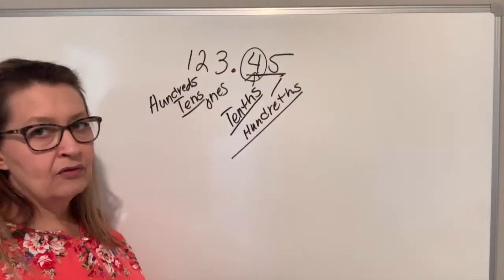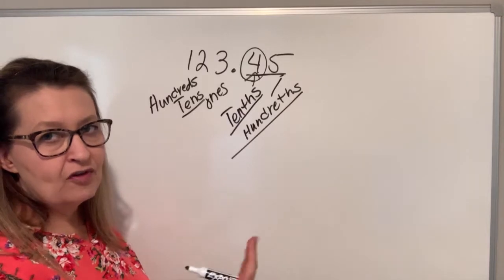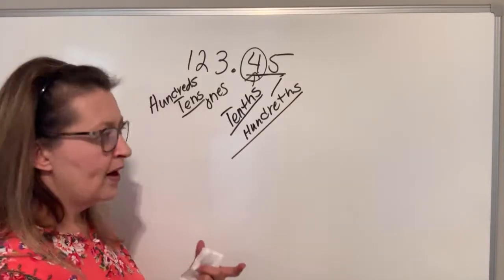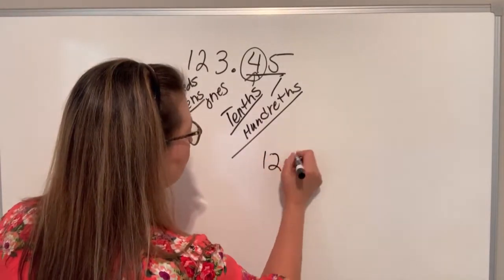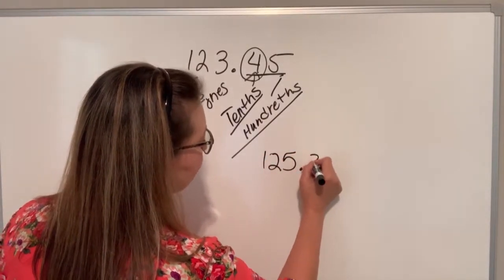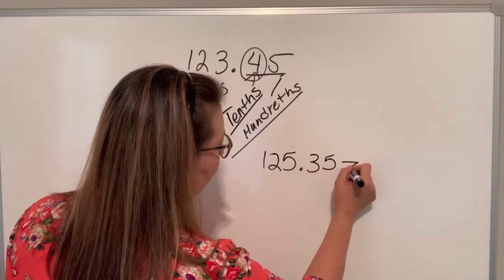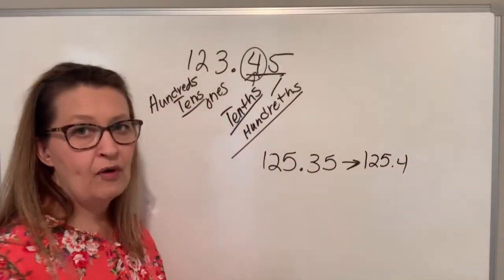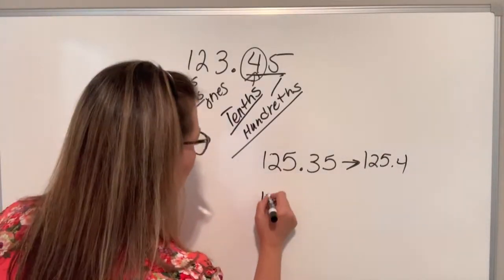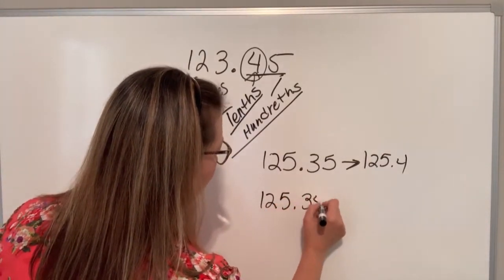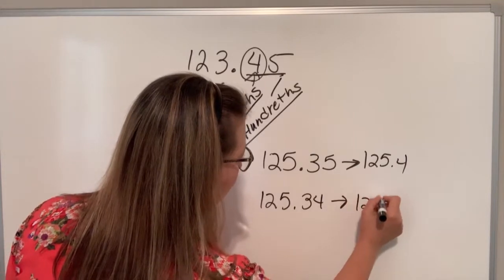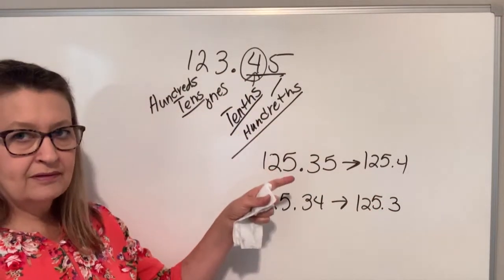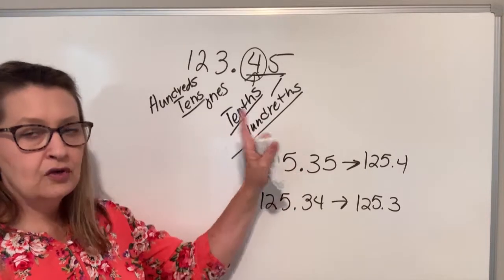Now when you round, if the next number is 5 or more, you round up. If it's 4 or less, you round down. So 125.35 would round into 125.4. 125.34 would just round into 125.3. 5 is your up place. If it's 5 or more, you round up.